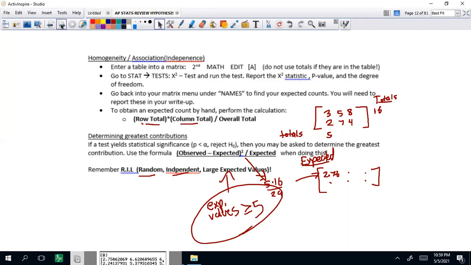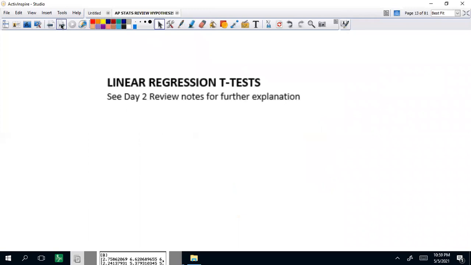All right, let's see what else we got. Lin-Reg t-test, you can go back to review 2 for that. I'm not going to really get into those because you don't really see those a whole lot. So that should conclude our review.